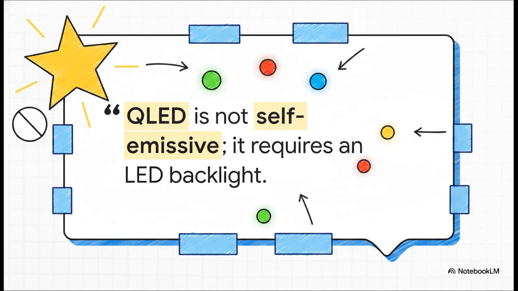Okay, put a huge star next to this exam focus point. This is where people get tripped up. Unlike OLED, QLED is literally not self-emissive. It fundamentally requires that LED backlight to function at all. The quantum dots aren't generating their own light from electricity. They are only converting the light pumping in from the backlight behind them.